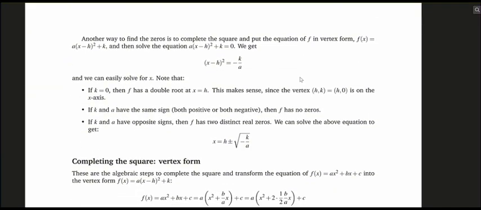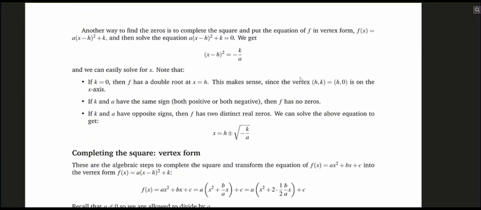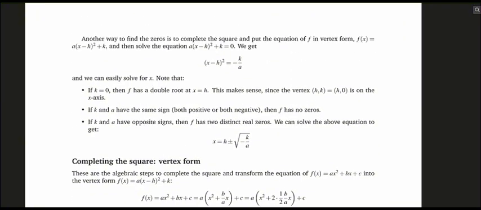So let's see what happens. If you take this thing and set it equal to 0, you will get this thing. And you divide by a, which is not 0. You get this after rearranging. This thing can be 0 if k is 0, in which case we have a double root. If a and k have the same sign, then something squared is equal to something negative. Then this thing has no zeros. And if k and a have opposite signs, then something squared is equal to this little guy, which is positive, in which case we have two roots.